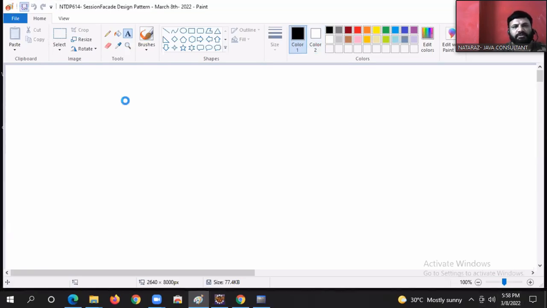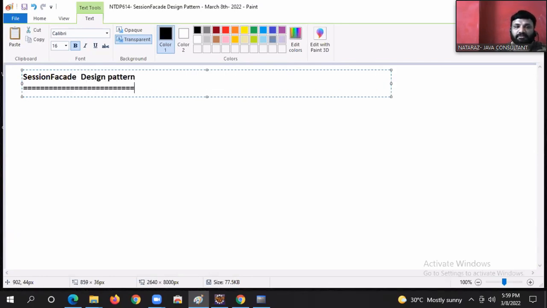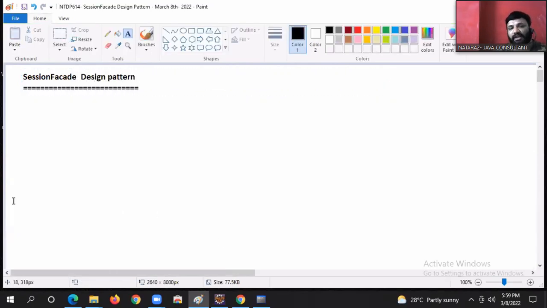Shall we get into the subject discussion? What is this SessionFacade design pattern? Design pattern. Everyone try to have a look, guys. Problem.